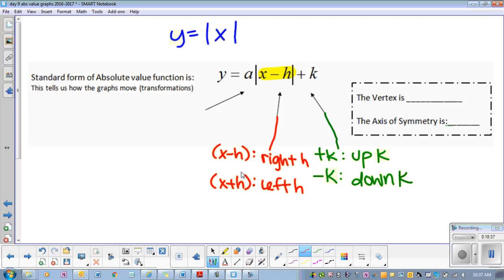So then let's talk about the next change here, the a. There's going to be something in the front, right? If you have a negative in the front, what happened to it? It flipped. It flips or it reflects. Right, both.